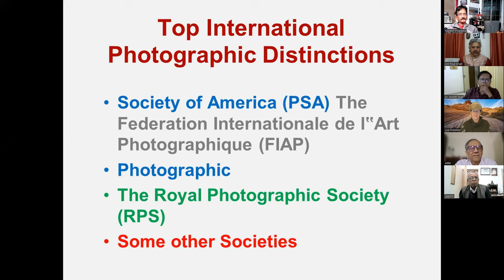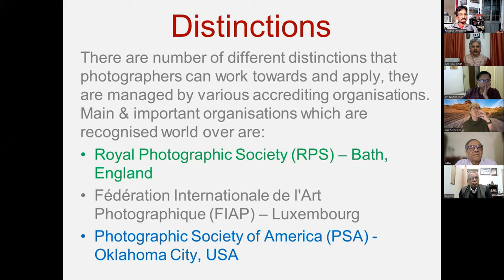I'm sorry, there is some mixing. Photographic Society of America, that is PSA. Then Federation International de l'Art Photographique, which we call FIAP, the Royal Photographic Society, RPS, and some other societies also confer distinctions. There are a number of different distinctions that photographers can work towards and apply. They are managed by various accrediting organizations. Main and important organizations which are recognized the world over are, as I have already told you, Royal Photographic Society, its headquarters is Bath, England, Federation International de l'Art Photographique, its headquarters at Luxembourg, and Photographic Society of America, its headquarters is Oklahoma City, USA.